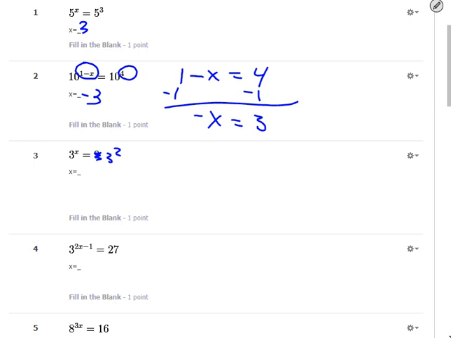All right. So here's one where they actually give you a teeny bit of a challenge. Who can tell me what base they could both have? A 3. The left side's already got a 3 base. The right side could be rewritten as 3 to the third. Now that the bases are the same, your exponents have to be equal. That's a little equation. You solve it.